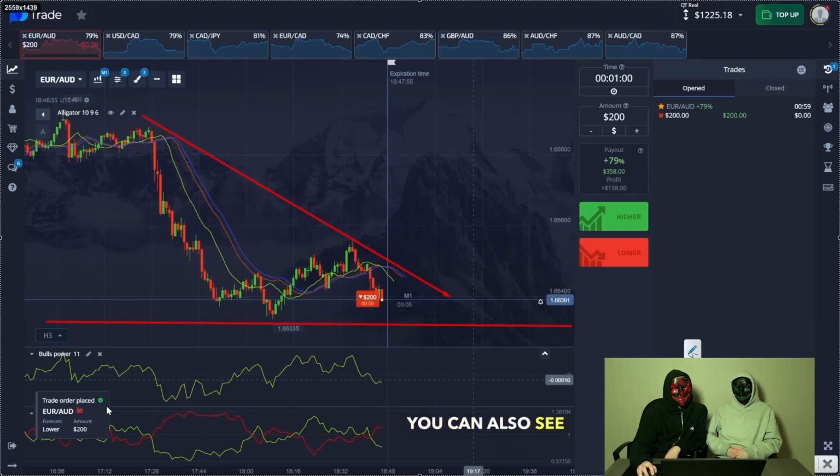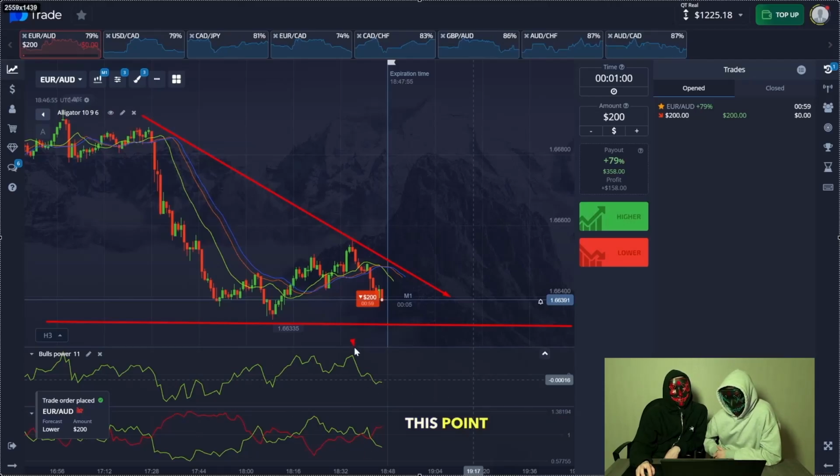You can also see this by the vortex, by the bull saw. Look at the bull saw. We have a drop at this point, and here we have a global decline, plus the moving average has started to exit the intersection of the two lines.